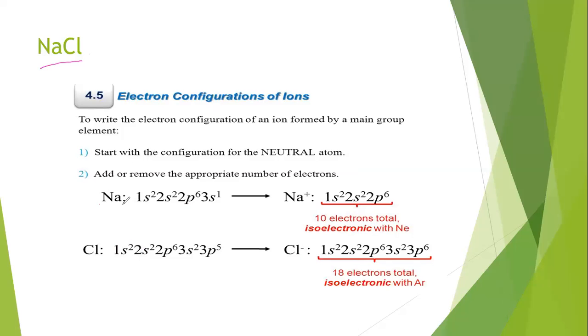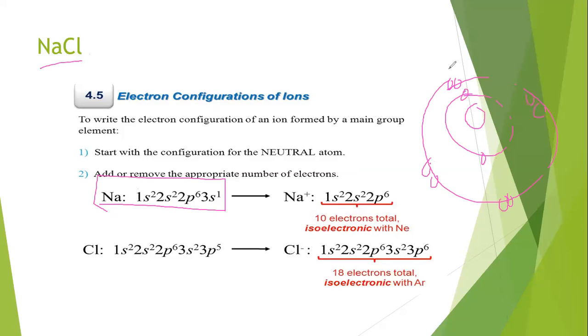This is the electronic configuration at ground state, in which there is no transfer of electron or no gain of electron. In a sodium atom, the first shell has 2 electrons, the second shell has 8 electrons, and the third shell has 1 electron.